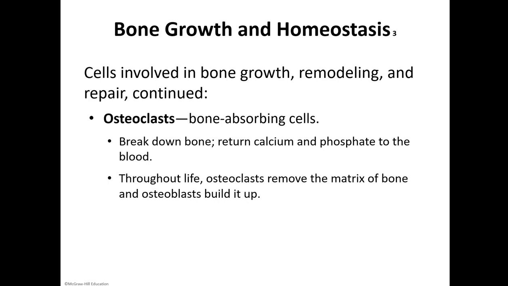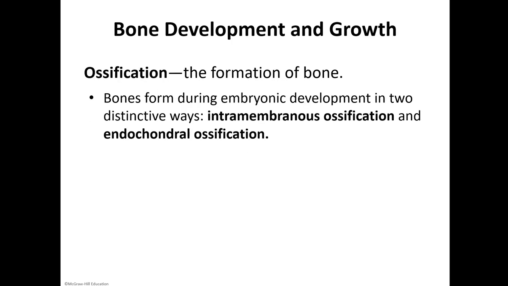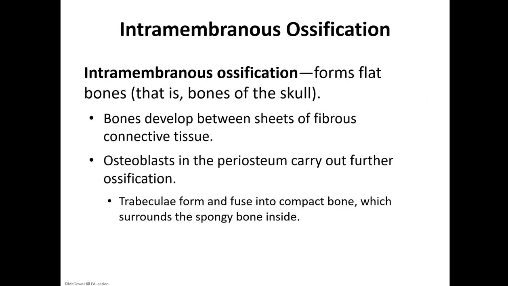Osteoclasts are bone-absorbing cells. Throughout life, osteoclasts are removing the matrix of the bone, and osteoblasts are building it up. Ossification refers to the formation of bone, classified as intramembranous or endochondral ossification. Intramembranous ossification occurs between flat sheets of connective tissue, in a process where connective tissue cells become osteoblasts. They then secrete the organic matrix of the bone that contains different kinds of polysaccharides and collagen fibrils. The osteoblasts promote ossification by adding calcium salts, causing them to form the trabeculae of the spongy bone. The trabeculae then fuse and become compact bone that surrounds the spongy bone.